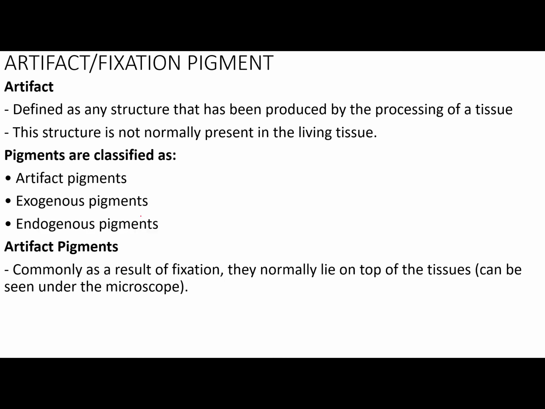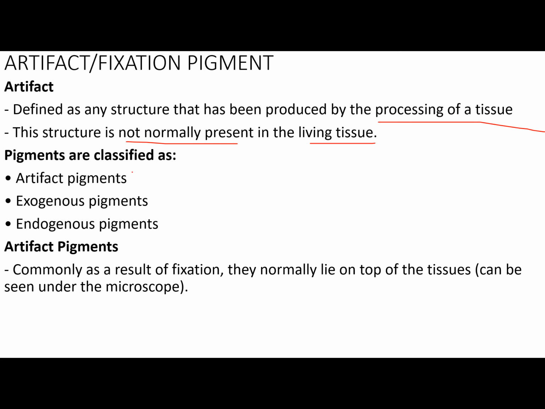Now, there's what we call artifact or fixation pigment. Sa lahat ng process, class, sa laboratory, histopath has the most number of artifacts. So, you need to identify how you would be able to remove these artifacts. Now, artifacts, class, are defined as any structure that has been produced by the processing of tissue. So, hindi lang siya nag-occur sa fixation. It could happen even in dehydration, decalcification, and other processes in histopath. Now, the structure is not normally present in the living tissue.